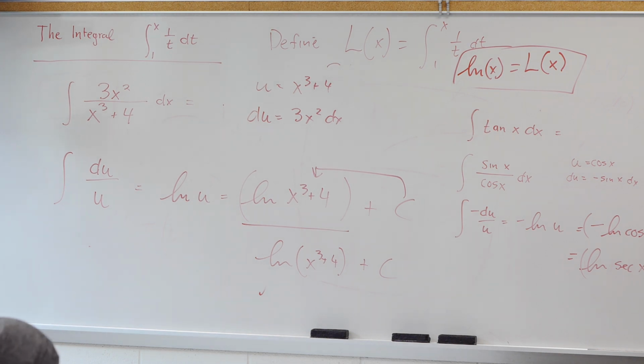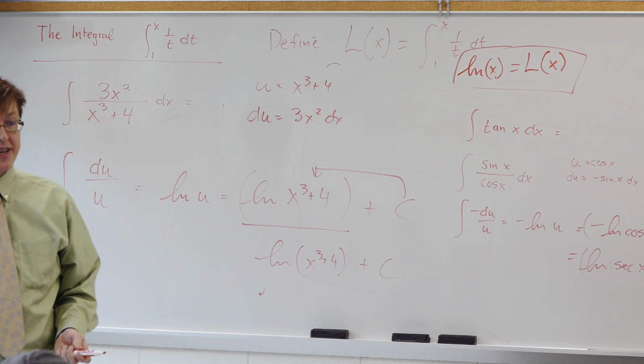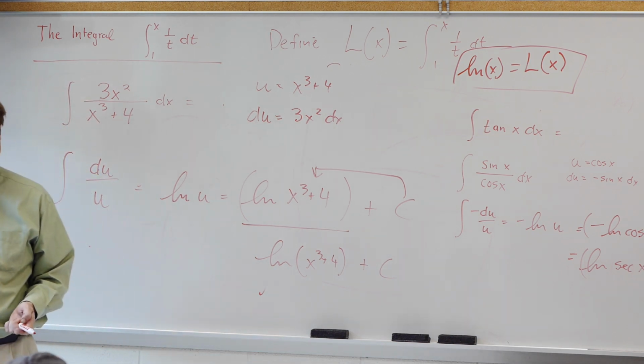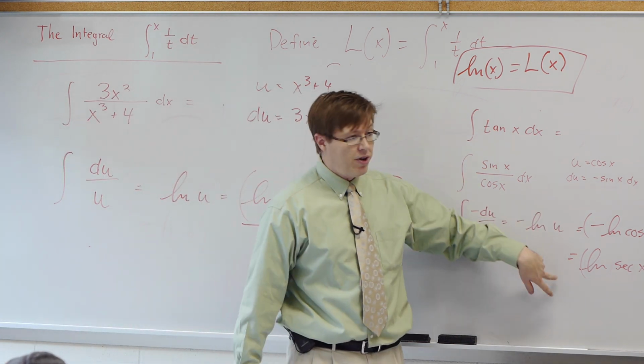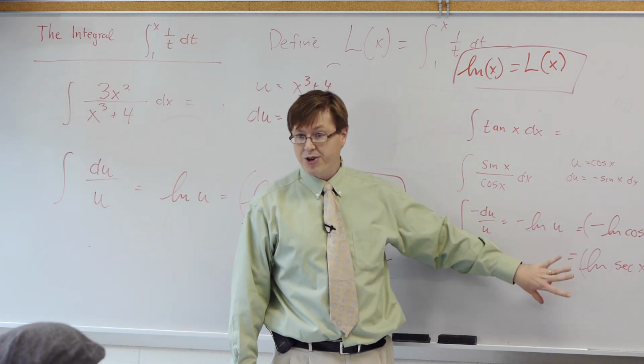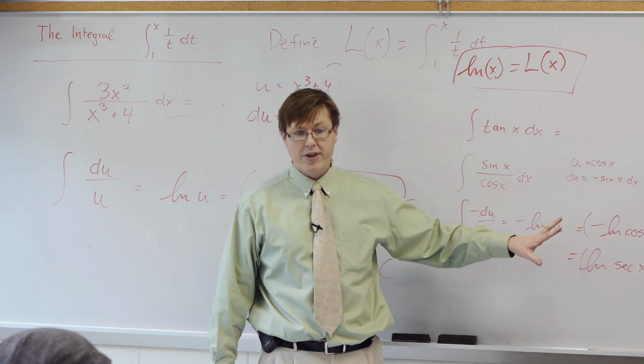Why is negative ln of cosine the same as ln of secant? It's a power, right? The minus is a power when you bring it inside. Cosine to the negative 1 is 1 over cosine, which is secant. And you will see this integral both ways. I'm pretty sure I've seen it both ways on the BC test. So you just need to be able to go back and forth.